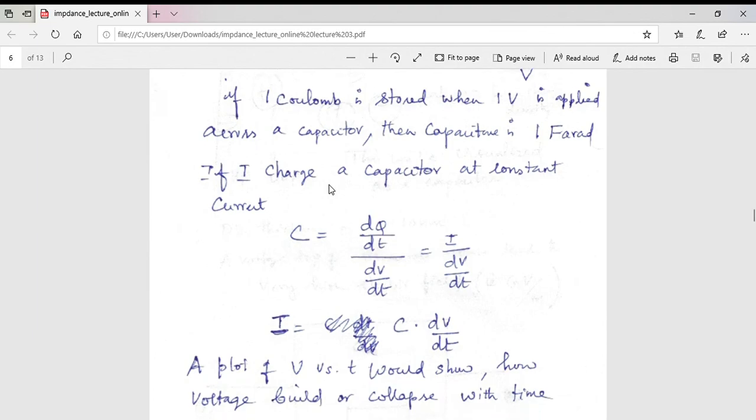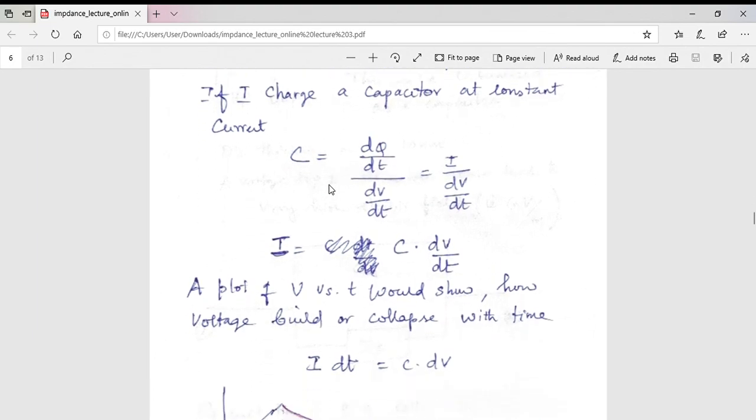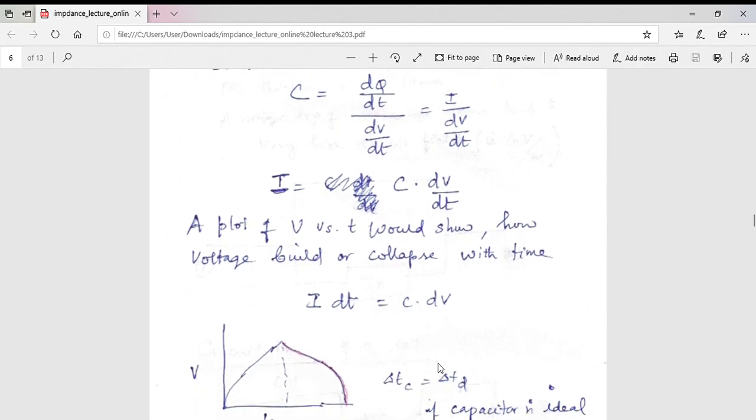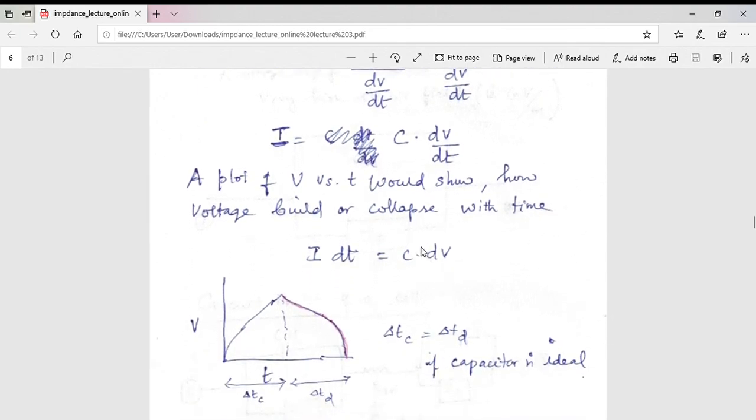Okay, so if I charge the capacitor at constant current, what will happen? Let me modify this capacitor equation like this. dQ by dt is the ampere, so that's the current, and dV by dt is the change in potential with time, kind of a scan rate. I rearrange the equation like this and plot the change in voltage with respect to time, because I am charging the capacitor at constant current. And C is a constant, doesn't vary.